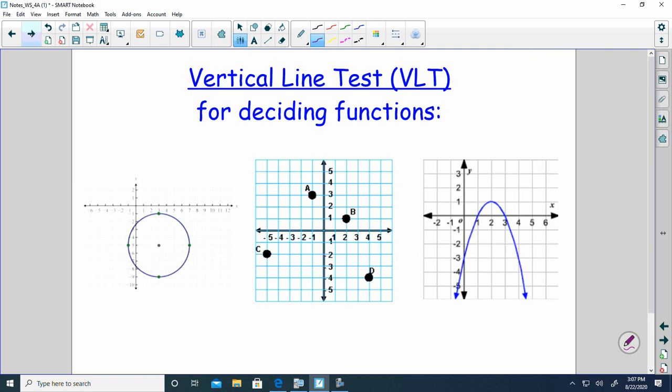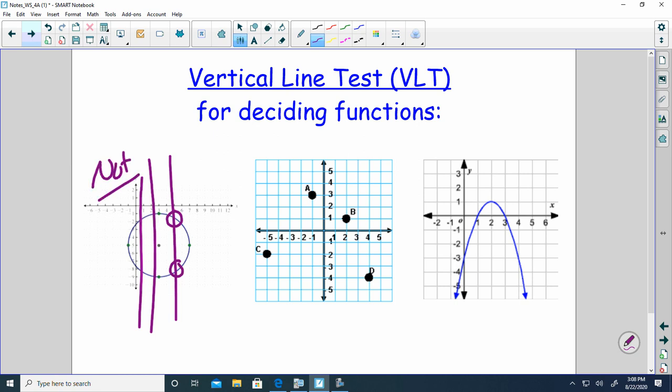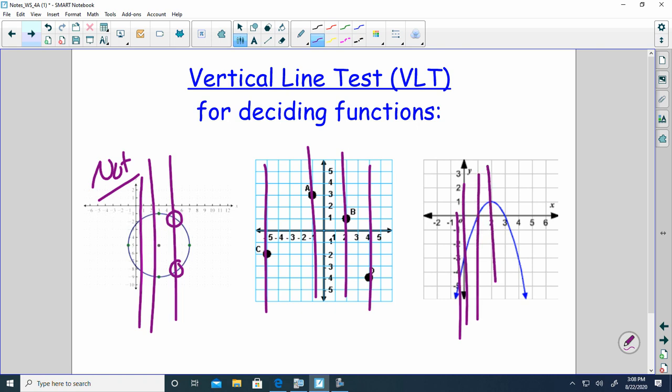Okay, a simple way to check if you have a function, especially if you have a graph, is you do something called a vertical line test. So if I draw a vertical line anywhere, that vertical line crosses twice, that would say, no, we don't have a function. But on this one, if I drew vertical lines through each of our points, the vertical line only touches one point. It doesn't touch it multiple times. And the same with our parabola. As we draw a bunch of vertical lines here, it only touches our parabola once.